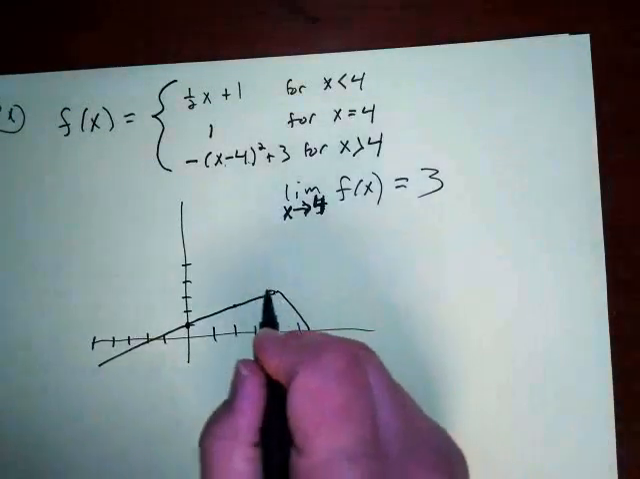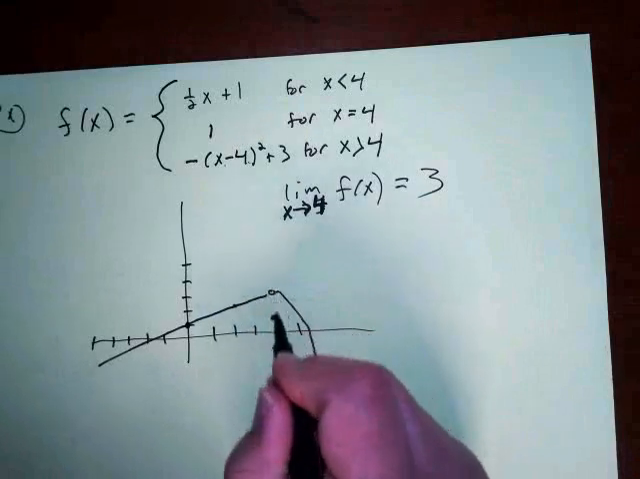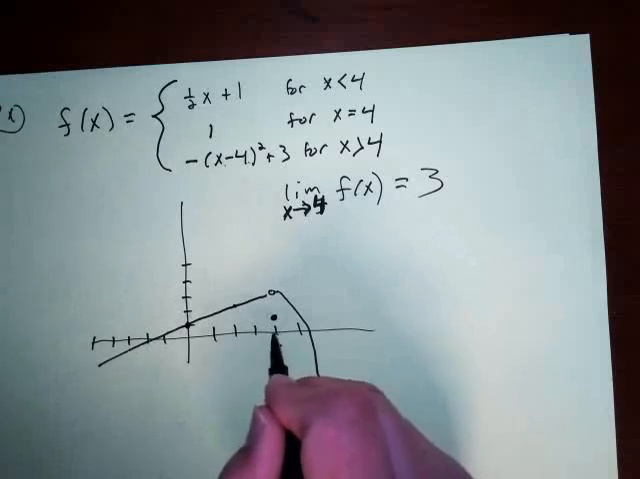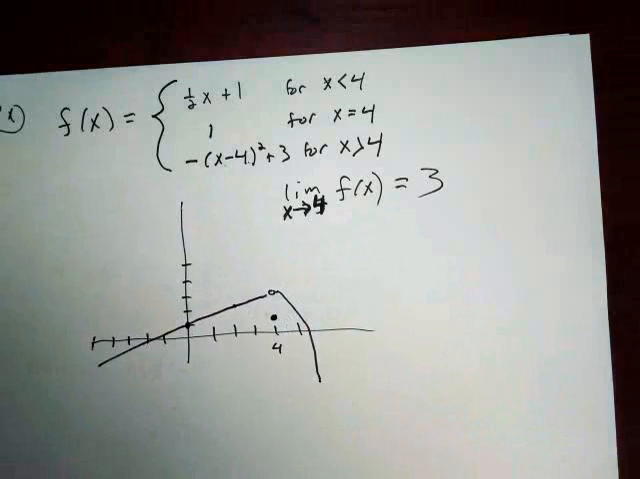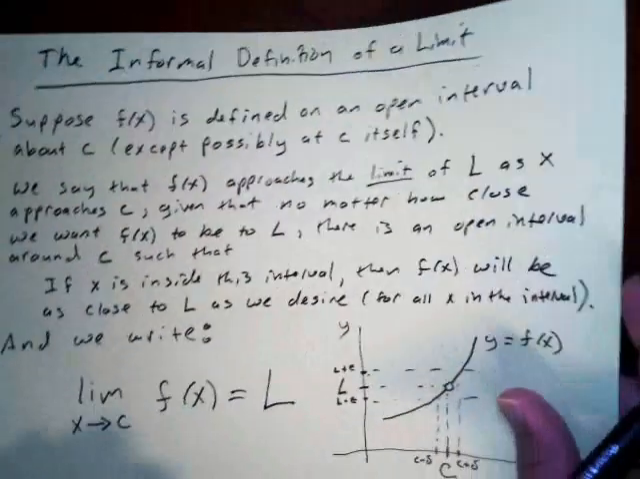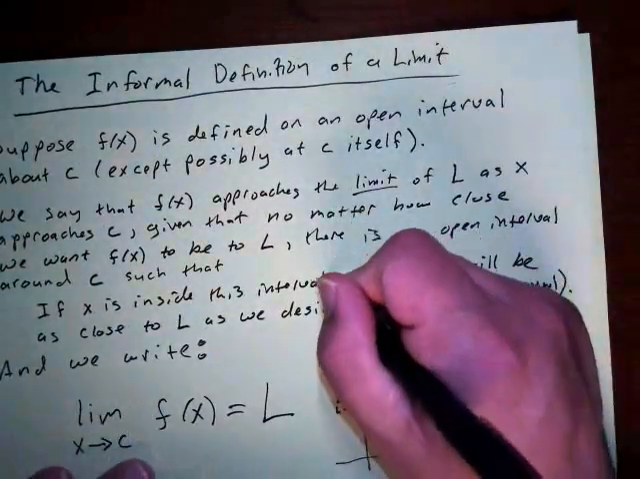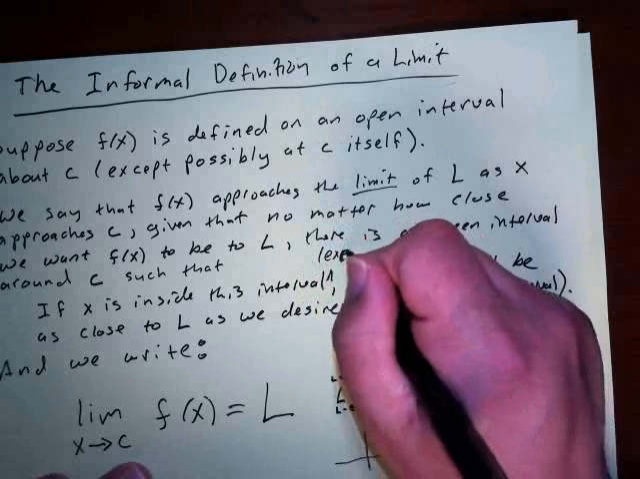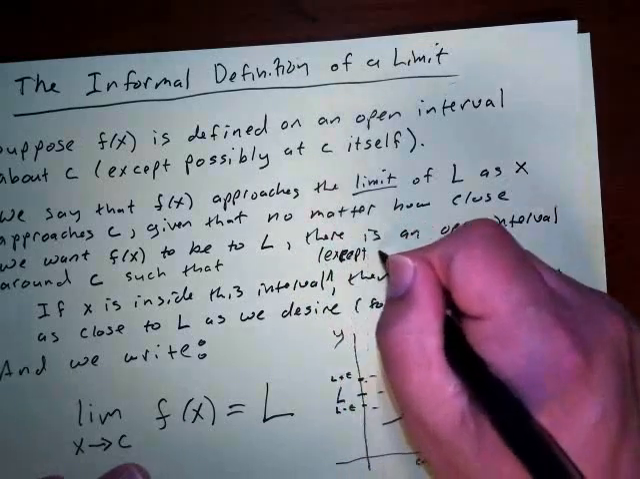So using our definition, no matter how close I want to be within 3 here, there's some interval around 4 where all the values inside that interval around 4 are going to map in there, except at 4. And I don't know, did I say that in the definition? I might not have. An open interval around C such that if x is inside this interval, and I should have said except possibly at C. So if you put this in your notebook, I should have had in here a parentheses, except possibly at C.